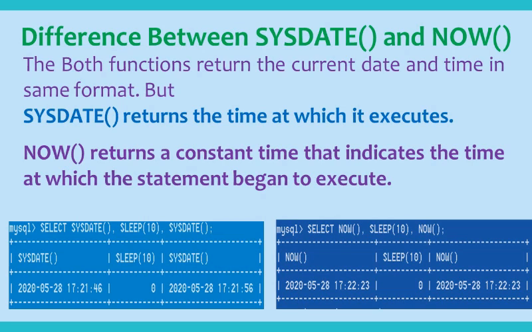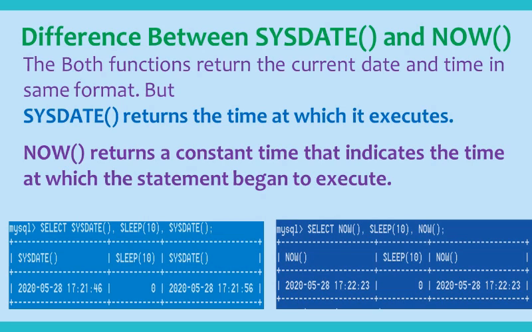Means now indicates a constant time, when the complete statement in which the now function is written starts executing. That time only it shows as constant time, whereas for the sysdate function, whenever it executes, the time of executing this sysdate function is returned. So this is the difference. Sysdate returns the time at which this function executes. Now returns a constant time that indicates the time at which the statement began to execute.